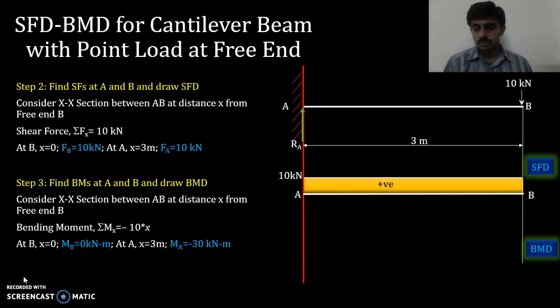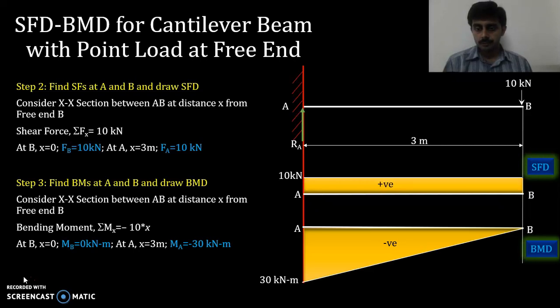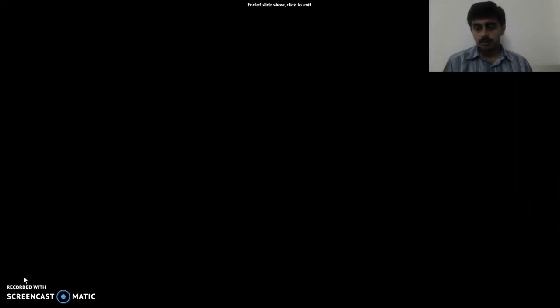So let me draw this in a BMD, bending moment diagram. Let us represent the AB beam, with a negative value, minus 30 at position A. It's linear, so connect a line between minus 30 kilonewton meter at A and 0 kilonewton meter at B. So it is a negative bending moment.